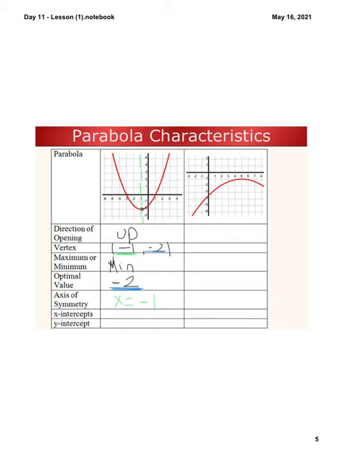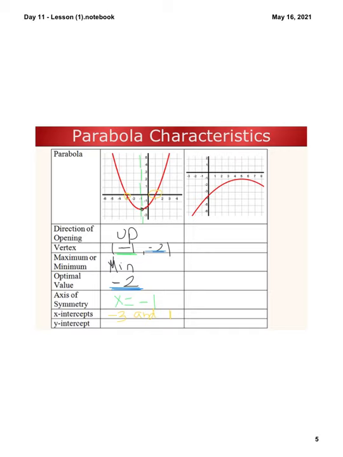We have two more key features. So when I look at this parabola, I could see that it crosses the x-axis 2 times. The first time is at -3, and the second time is at +1.